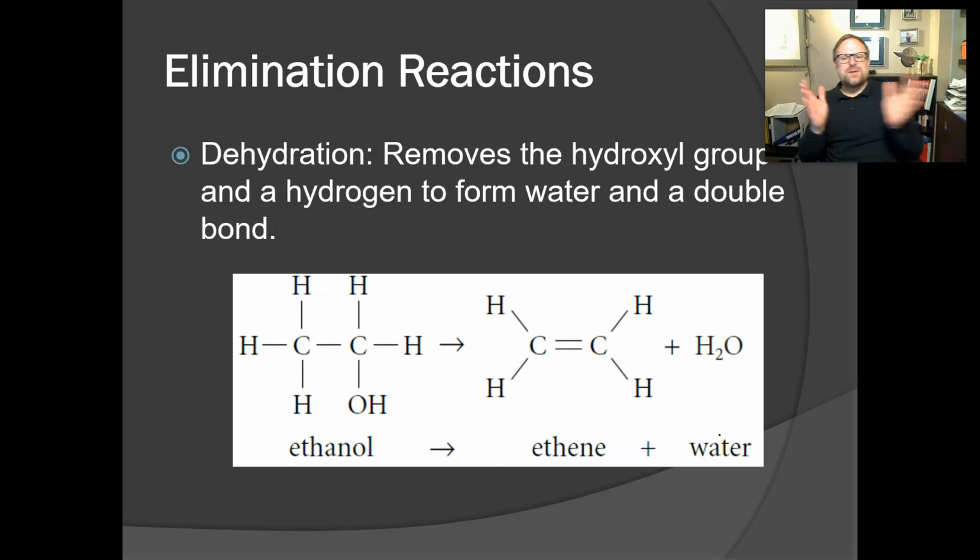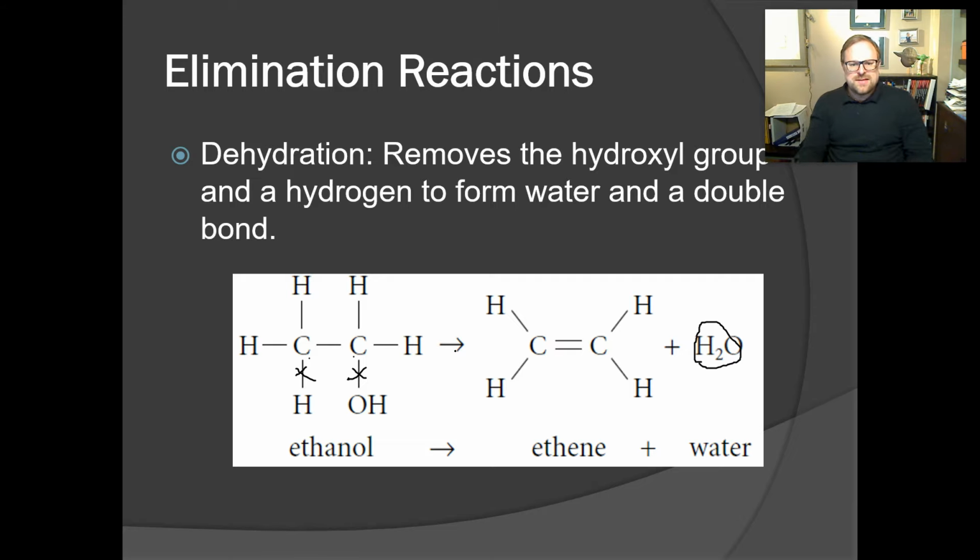Okay. Here's another one, something called dehydration. This basically removes a hydroxyl group and a hydrogen to form water and a double bond. So here we go. We've got ethanol. So here's our two adjacent carbons. What we're going to do is pop that off, pop that off, leaving a bonding electron on each of those. Those bonding electrons will come together to make a double bond. And we have an H and an OH left over. Well, two H's and an O makes H2O. So this is dehydration, because hydro means water. So we are taking a water molecule out of this organic molecule and making a double bond as a result.